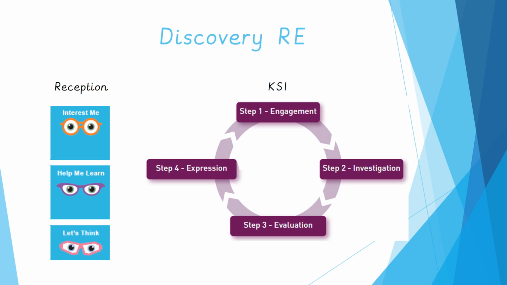In Key Stage 1, there is a 4-step approach to each inquiry. Step 1, engagement, thinking about the children's own experience with the subject matter. Step 2, investigation, usually about 3 lessons worth, helps the children gain the subject knowledge for that inquiry. Step 3, evaluation, draws together the children's learning and their conclusions. And step 4 is expression and reflecting on how the inquiry might have influenced the children.